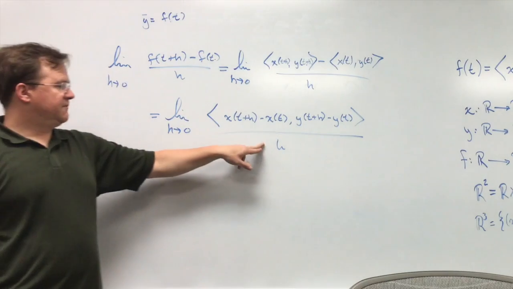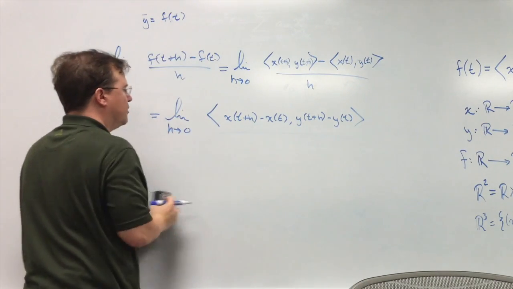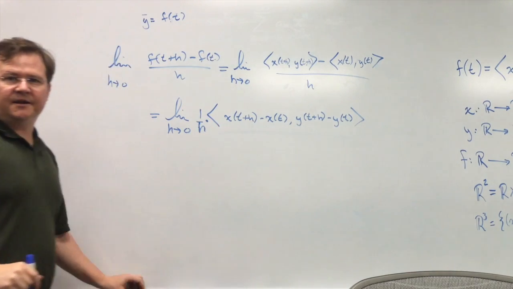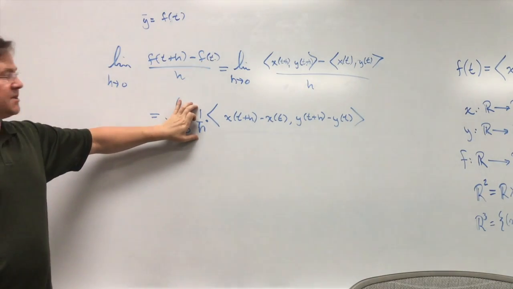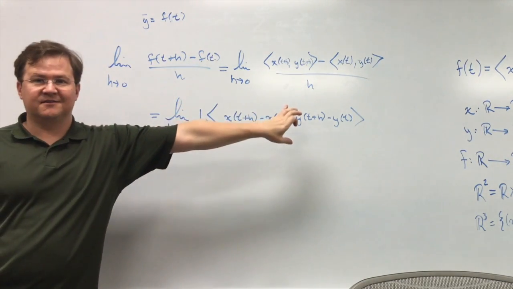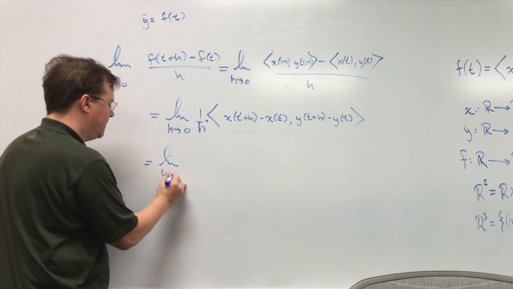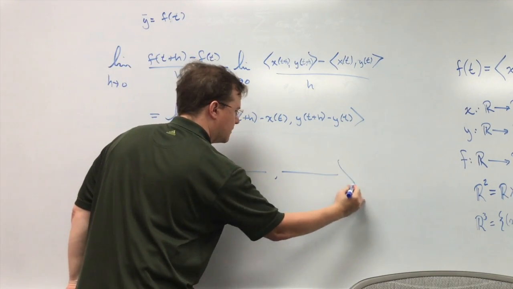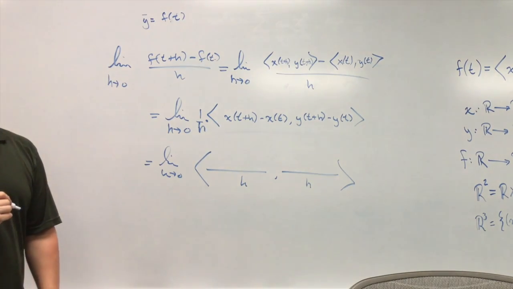And since division by h is the same thing as multiplication by 1 over h, and 1 over h is technically a scalar, so I can distribute the scalar. So this is the same thing as a limit as h goes to 0 of each coordinate divided by h.